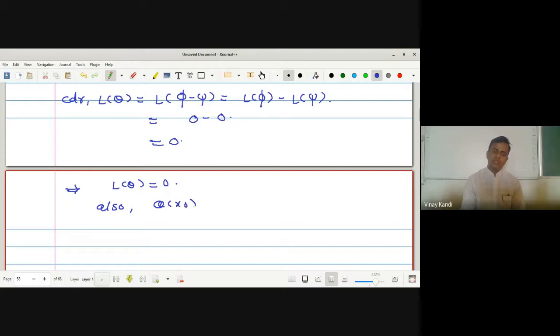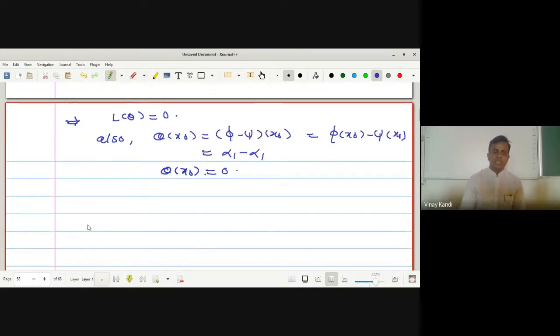Means theta is a solution, and also theta of x naught is equal to phi minus psi of x naught, which is equal to phi of x naught minus psi of x naught, which is equal to alpha 1 minus alpha 1, which is equal to 0. So theta of x naught is equal to 0. Similarly, we get theta dash of x naught is equal to theta double dash of x naught, up to theta raised to n minus 1 of x naught, which is equal to 0.